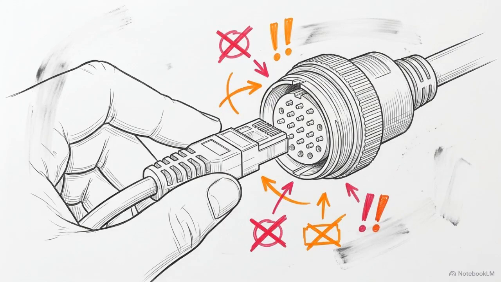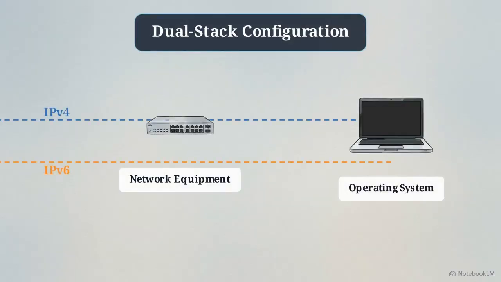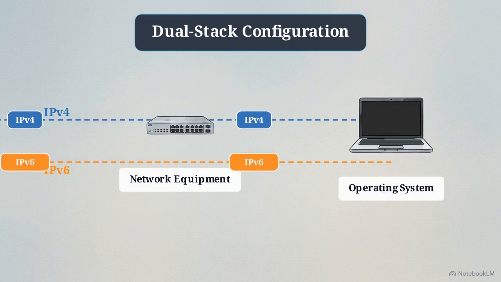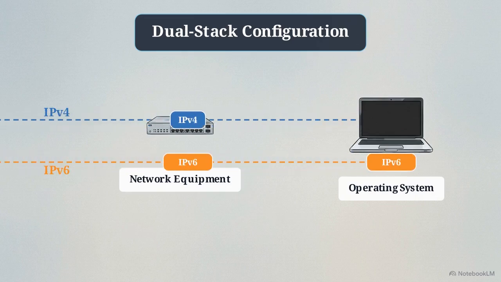The main challenge with this upgrade is that IPv4 and IPv6 are incompatible. They cannot talk directly to each other without assistance. To manage the transition, most networks utilize a method called dual stacking. In a dual stack configuration, your operating system and network equipment run both protocols side by side, processing both types of traffic at the same time.